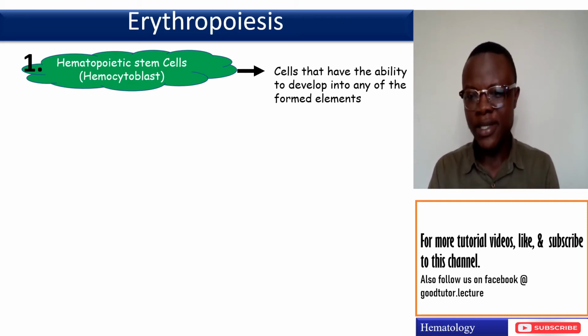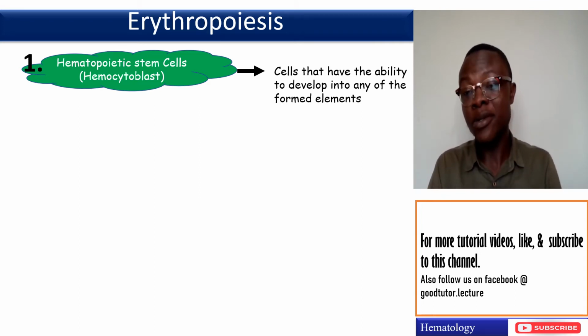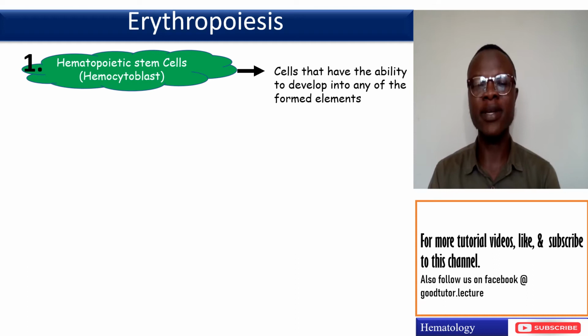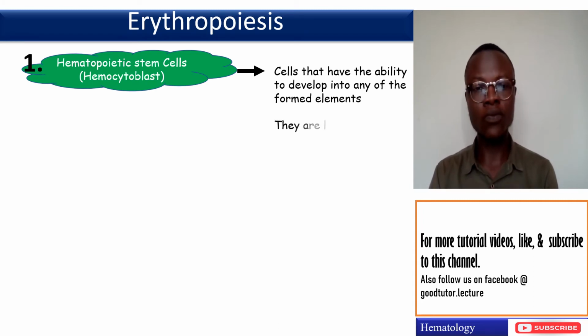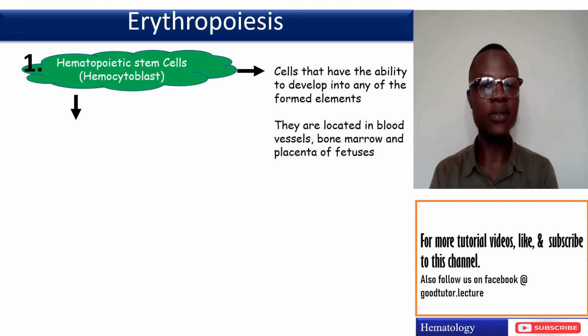Where are they located? That will come to your mind as we already described the location of hematopoiesis. These cells are found primarily in the bone marrow. However, we can also see them circulating in the peripheral tissue, like the blood vessels, right? And in children, we can find the hematopoietic stem cell in the placenta. So that is where we can find these cells.